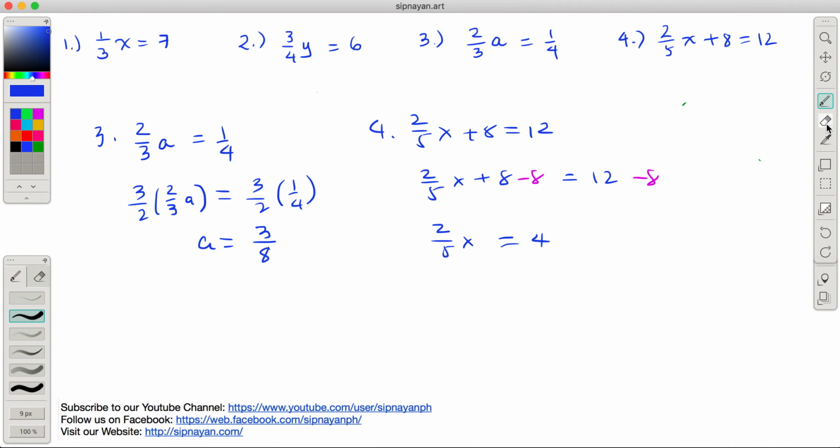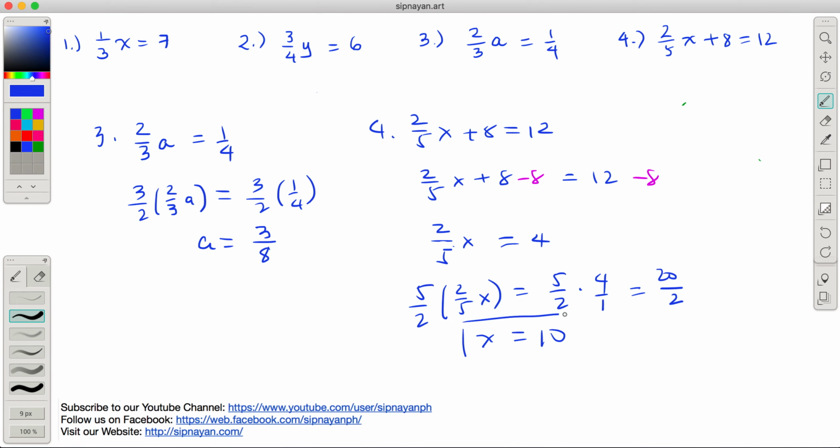So, pwede na natin gawin yung shortcut, reciprocal, times 5 halves, no? 5 halves times 4. So, 1 na ito kasi reciprocal. 1 times x is just x. What is 5 halves times 4? Pag whole number, pwede maglagay ng over 1. So, 5 times 4 is 20. Over 2 times 1 is 2. So, x equals 10. Okay?